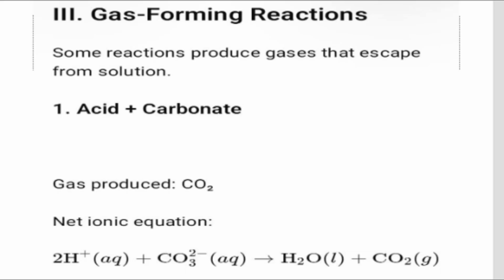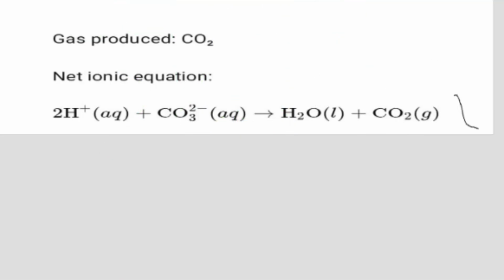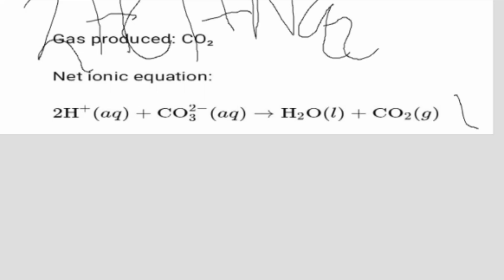So for an acid plus carbonate, what example are we going to give? We are going to give the example of the combination of hydrochloric acid, but I'm going to write the balanced equation. So it is hydrochloric acid plus sodium carbonate, Na2CO3. This is going to produce, the first one, sodium chloride.